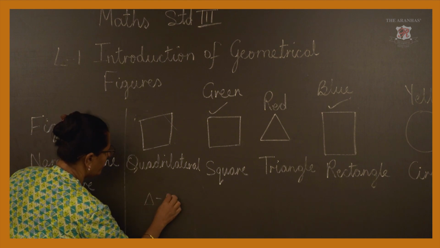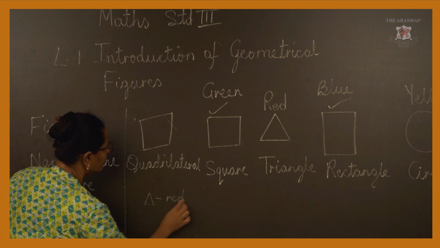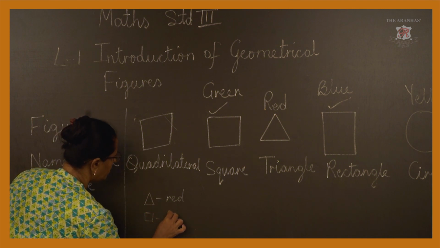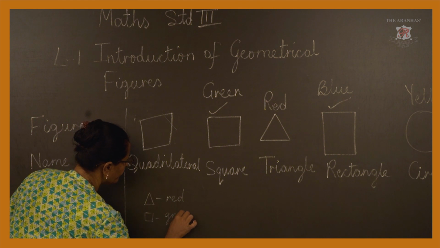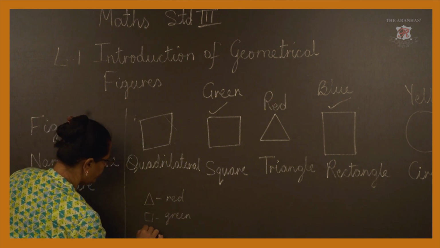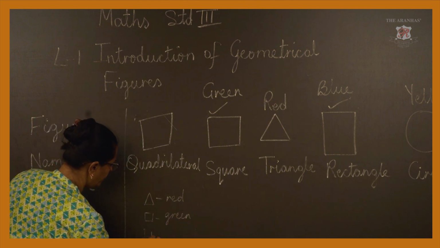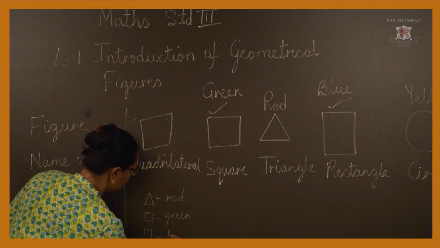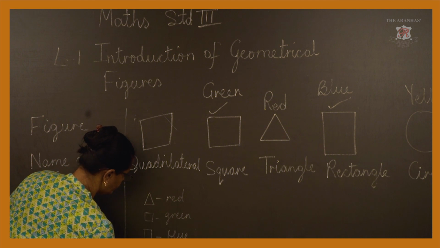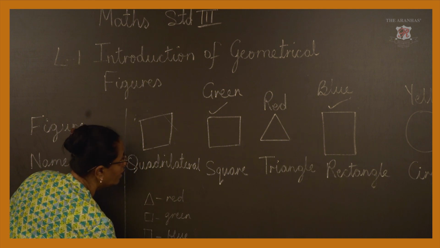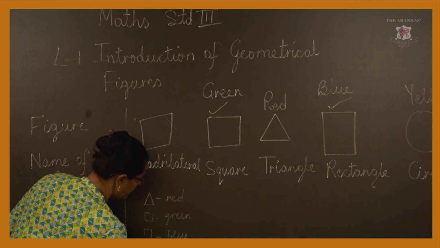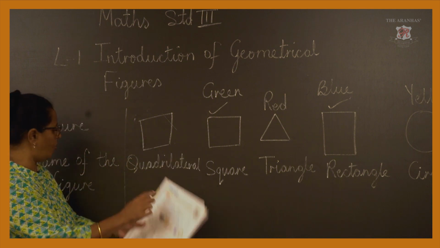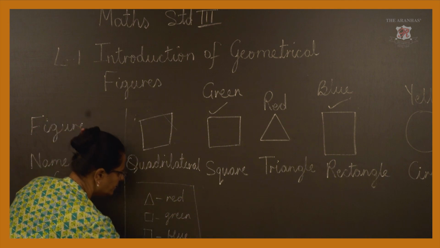Triangle, red, square, small, do it in small, green, okay. Then your rectangle, blue, and your circle, yellow. Okay, write it down here in the corner, write this part.